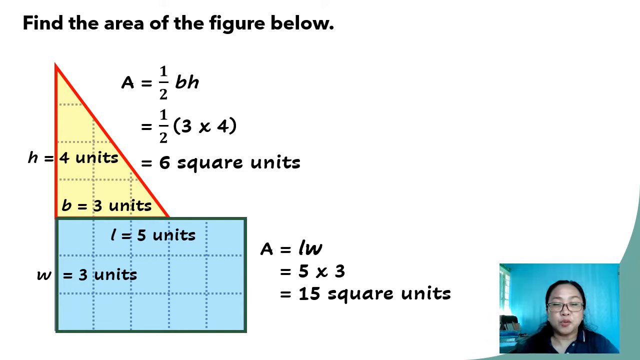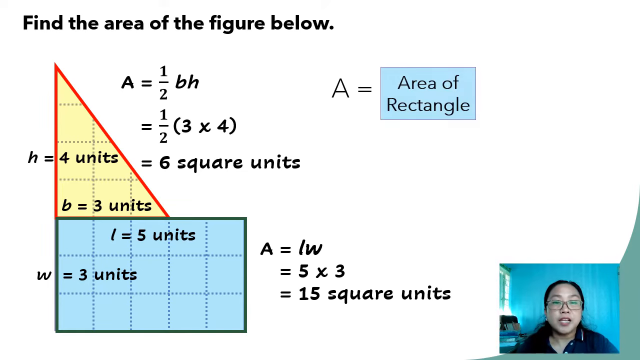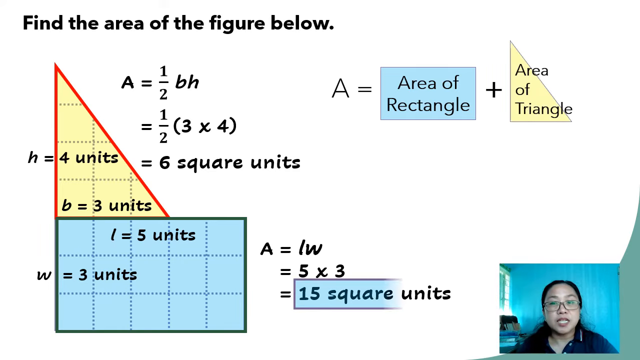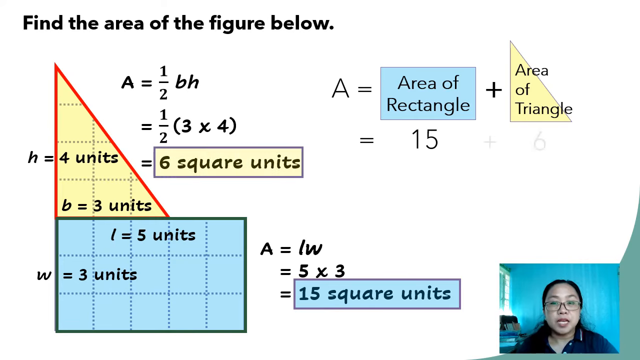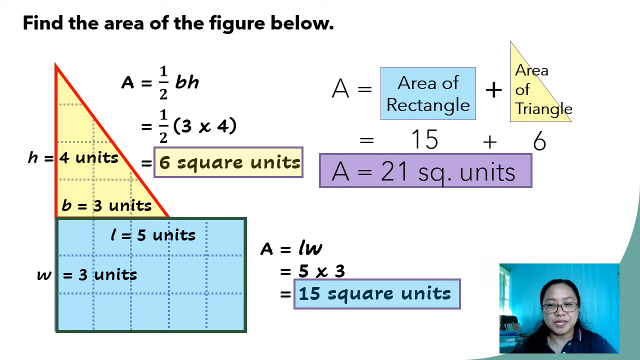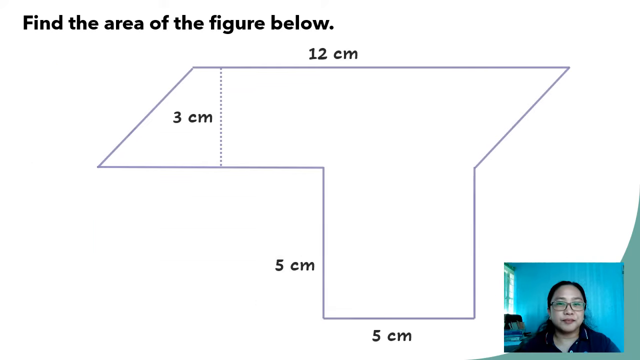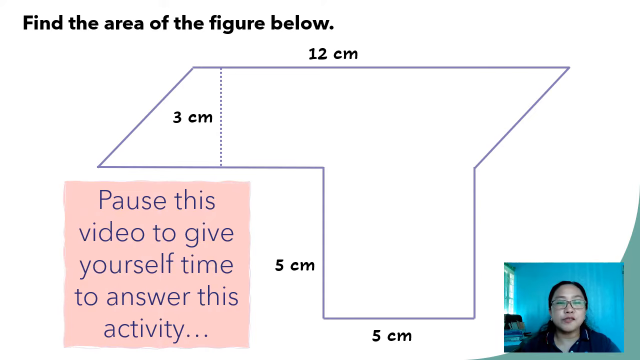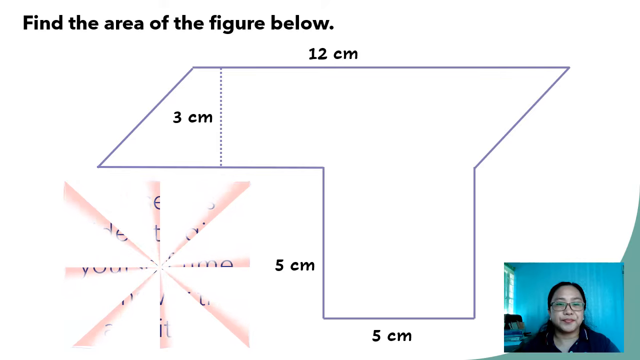Now we're ready to find the total area of the composite figure. The area of the whole figure is the area of the rectangle plus the area of the triangle. That will give us 15 plus 6. And so, the area of this composite figure will be 21 square units. How about this figure? It would be helpful if you could identify first the basic shapes that make up this figure. You can pause this video to give yourself time in answering the activity.